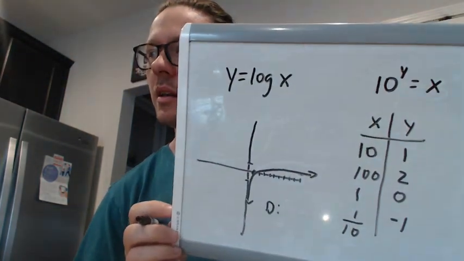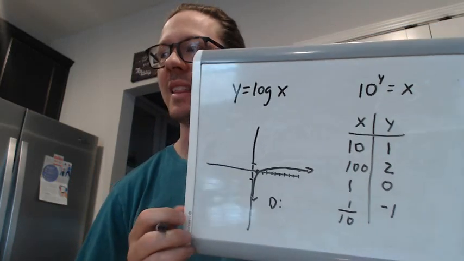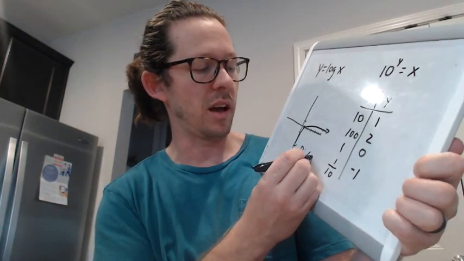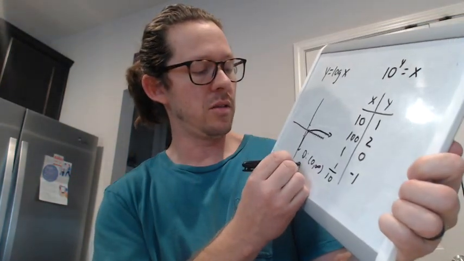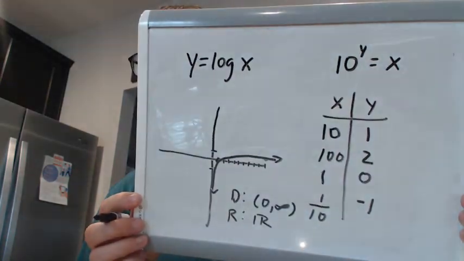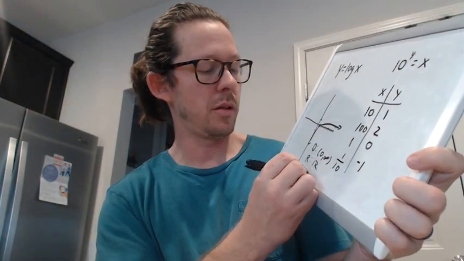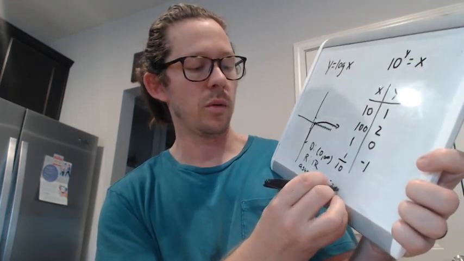What's the domain of this graph? Well, the domain would be x needs to be greater than 0, right? So you could write x is greater than 0. You could write 0 to infinity, whatever you want to write, right? Okay. And the range of this graph, since it goes down and up, would be all real numbers, okay? See that? And don't forget, we have an asymptote at x equals 0, right?